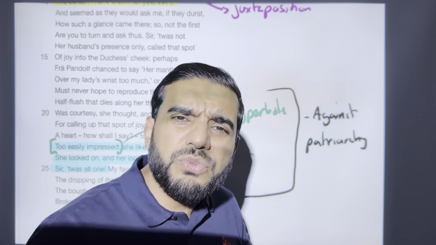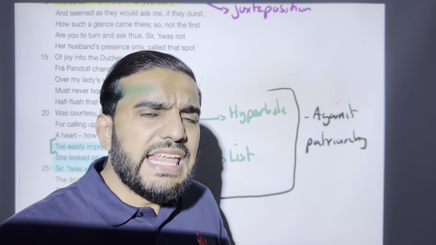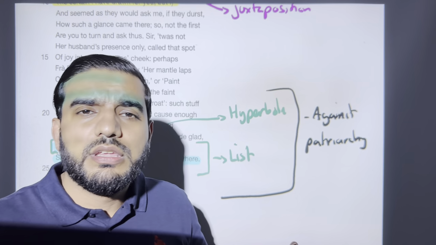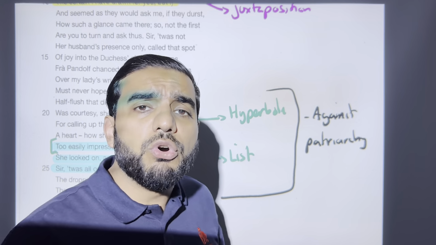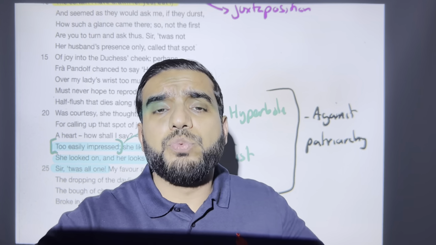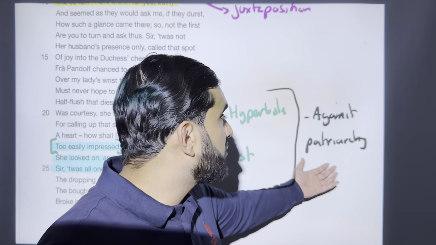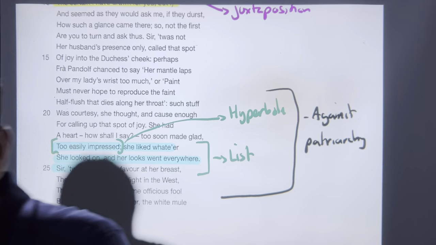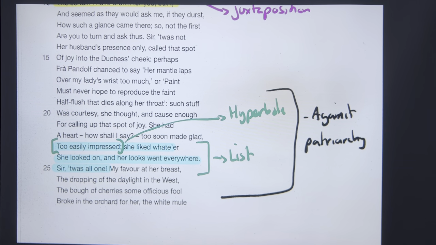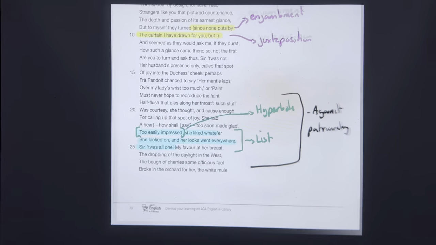But he kind of goes against patriarchy. He seems insecure of himself and how his wife felt about him, which juxtaposes the idea of patriarchy. And then, guys, I will link all of this so far to the form of the poem.